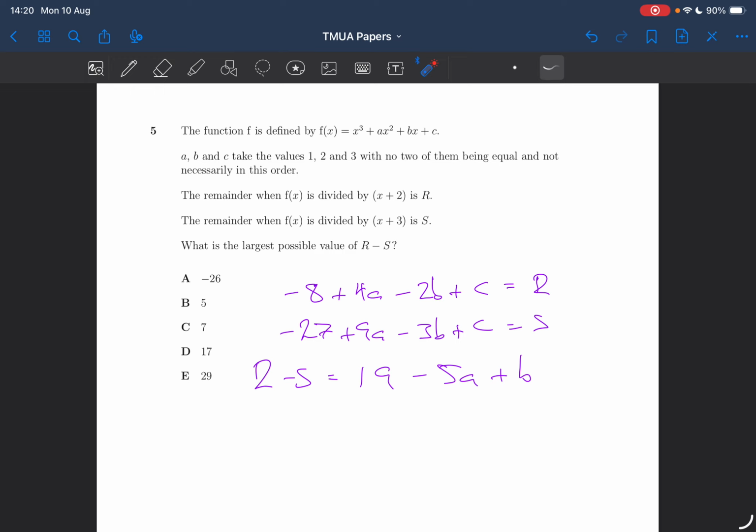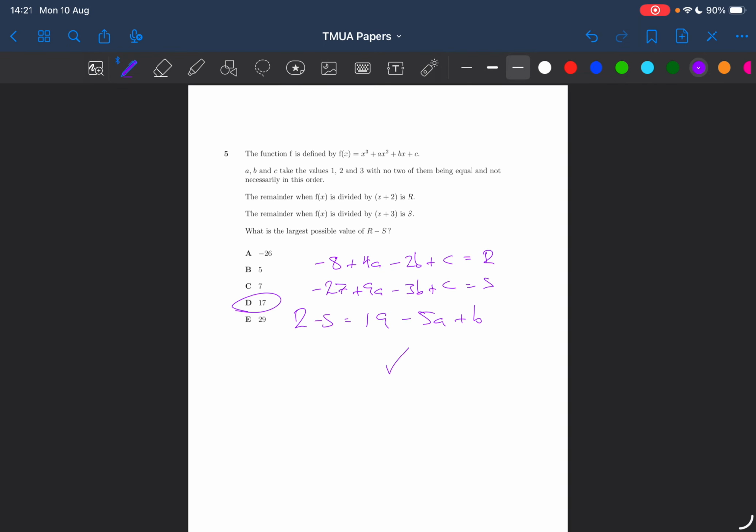So this is good. Let's think about the biggest value we can get from this then. So a, b, and c must be 1, 2, and 3. Can't be the same, none of them being equal, and don't have to be in that order, can be in any order. So we want this number to be as big as possible. So ideally, what we'd like to do is take away the least and add on the most. So if we make a be 1, we take away 5, we're at 14. Make b be 3, the biggest it could be. We'll add back up to 17 again. And that is the answer. Yeah, D. Lovely, jubbly.